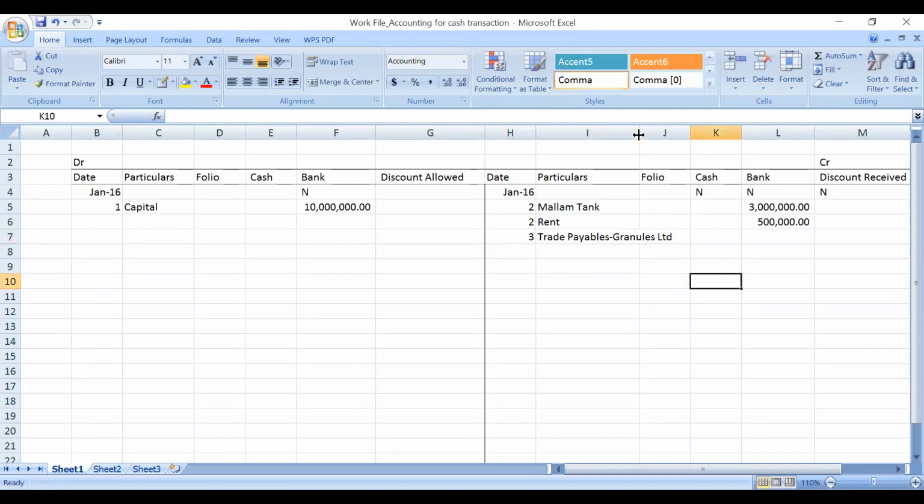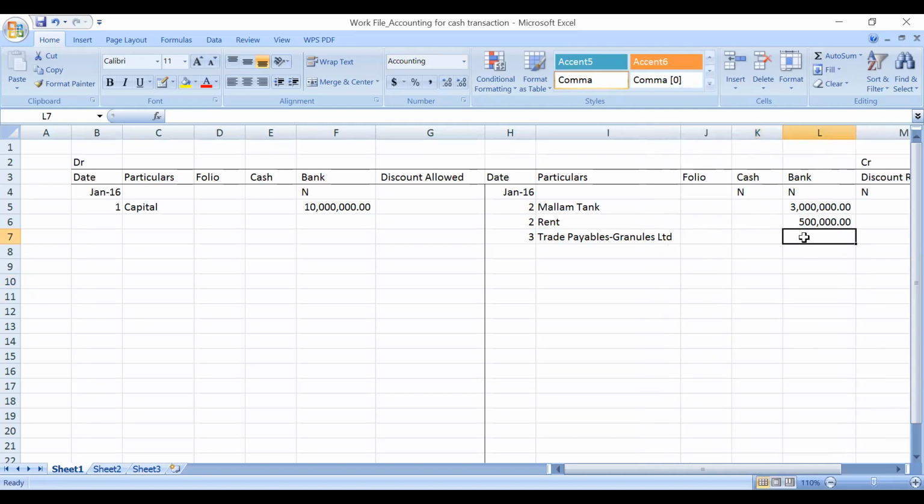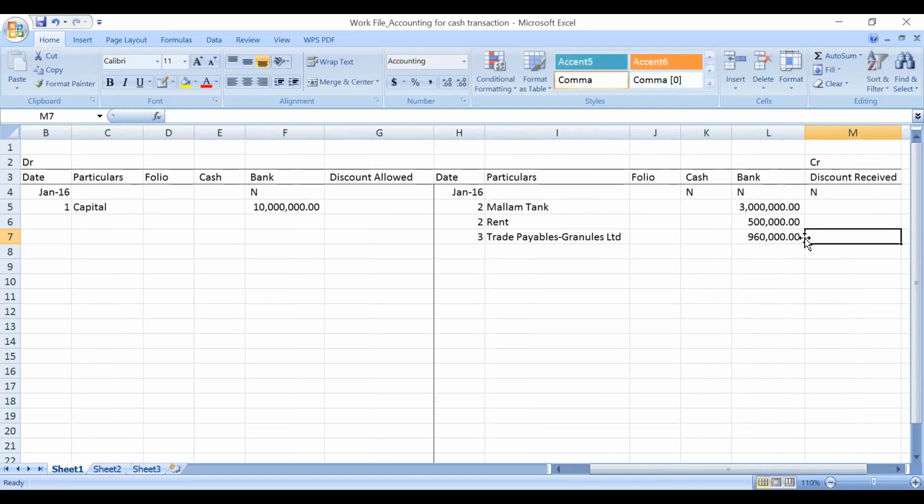All right. So we are still going to pay through the bank, 960,000. We're going to pay 960,000. Then you're not going to record the discount of 80,000 now.